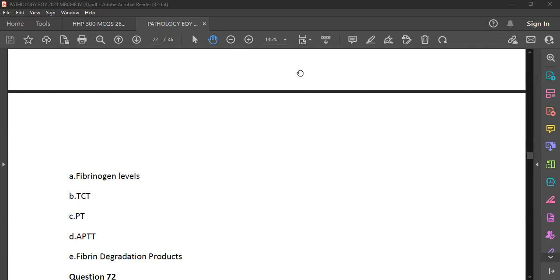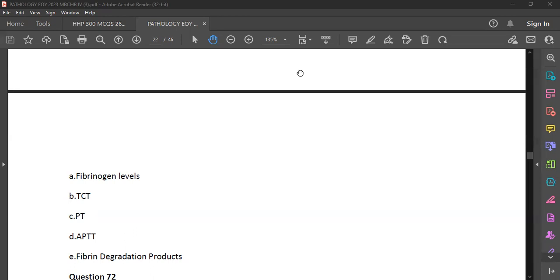We've said we are using too much of this, and hence you're not going to have it increased. Rather, in this case of DIC, fibrinogen levels are going to be decreased. Fibrin degradation products are what happens. When you use fibrinogen, you form fibrin, and then fibrin is broken down by plasmin. In DIC, one of the important tests that you want to do is the fibrin degradation products, or the so-called D-dimers.